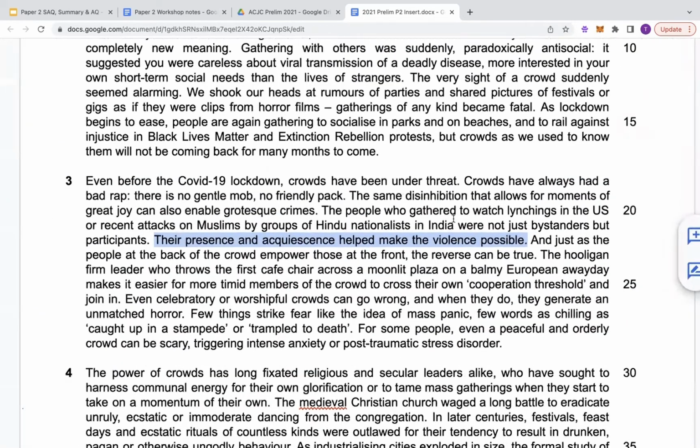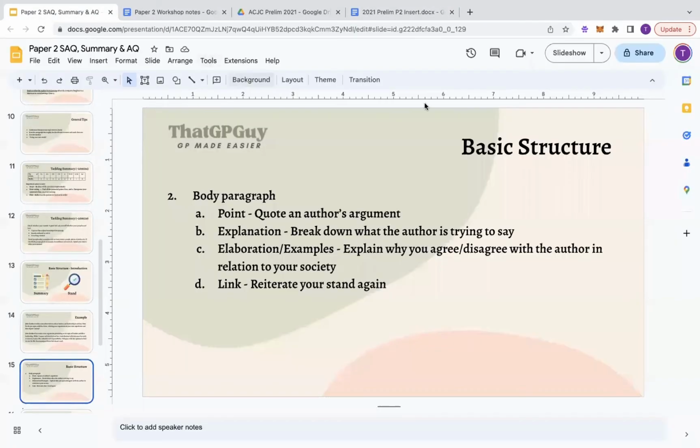So for me, I think I can either quote this sentence or I will quote this sentence. But if I have to quote this sentence, you'll notice that this makes no sense: there is no gentle mob, no friendly pack. Like, that doesn't tell me anything. So what does it mean? I think after you quote this, you have to spend maybe a short sentence or two to explain what it means. The author is, in other words, implying that crowds are violent in nature. So that would be your unpacking or your inference of this sentence. Then that's when you move on to further elaborate on your point.